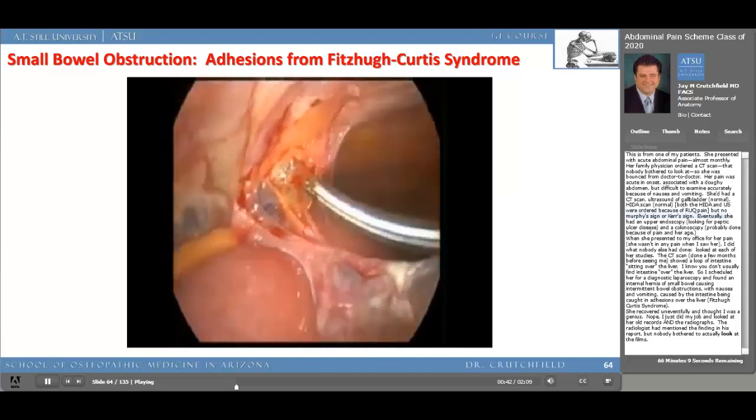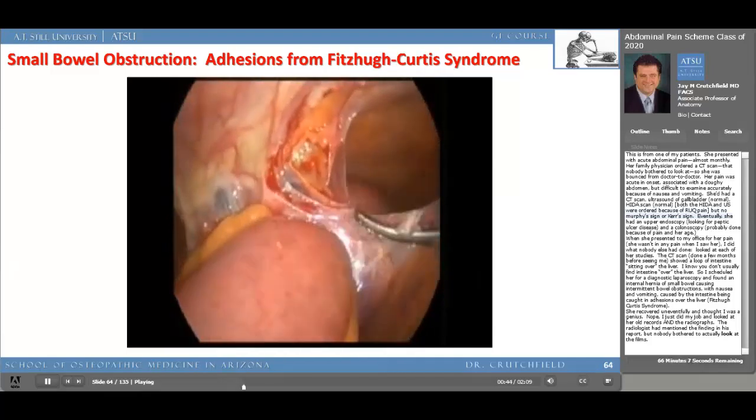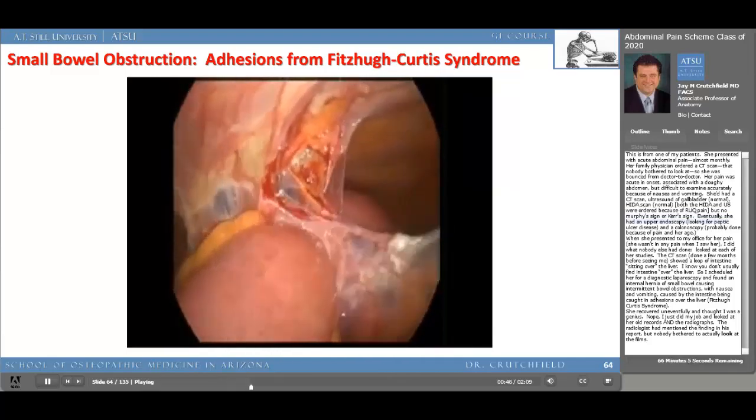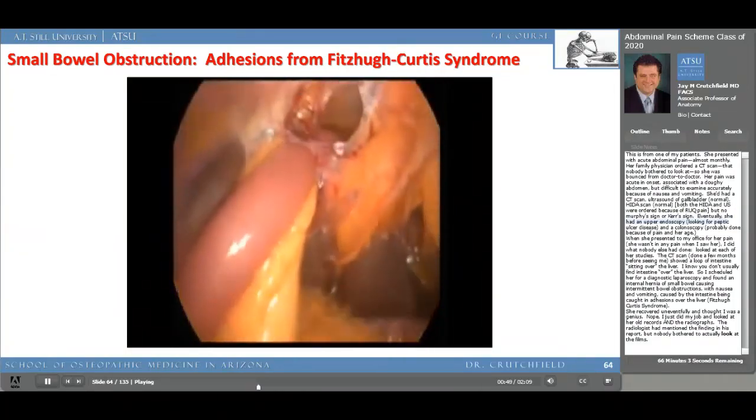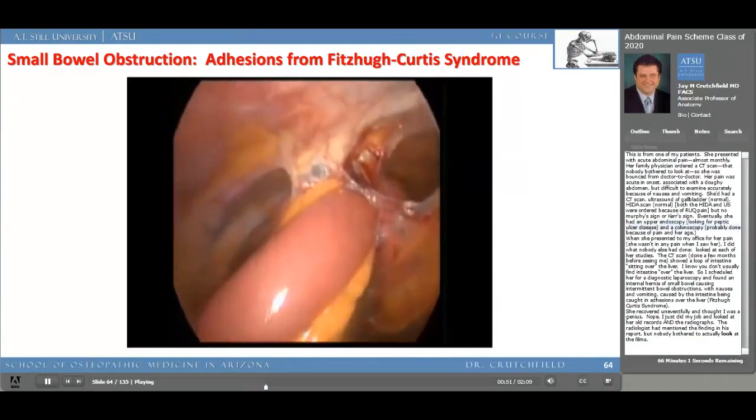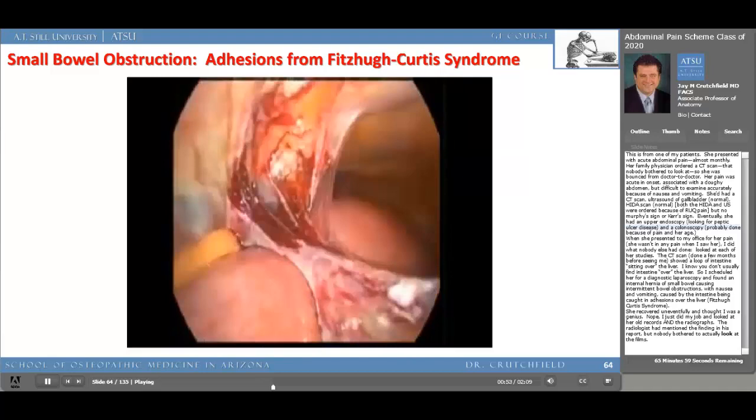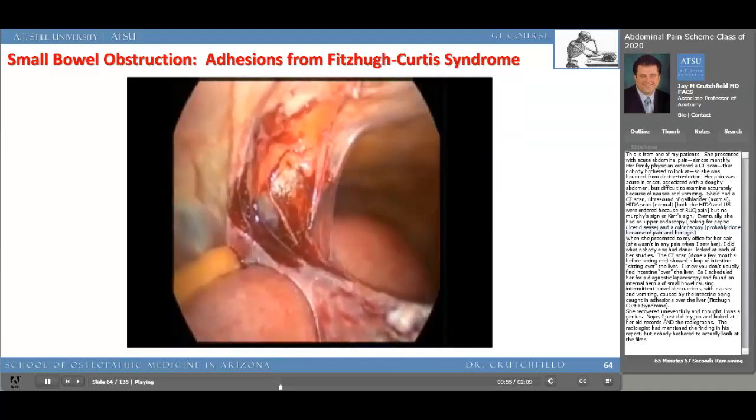She recovered uneventfully and thought I was a genius, but no, I just did my job and looked at her old records and radiographs. The radiologist had mentioned the finding of a loop of intestine over her liver, but nobody had actually bothered to look at the films.